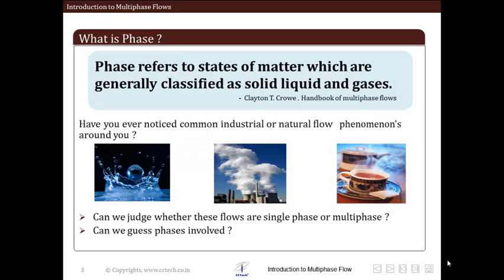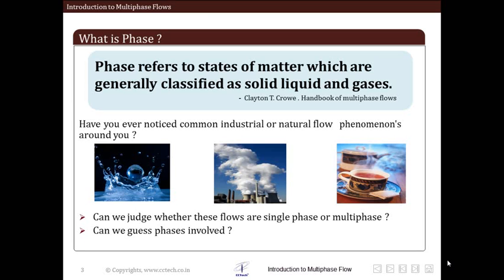Now, the first question that comes to our mind before we start studying multiphase flow is, what exactly do we mean by a phase? We know that thermodynamically phase is solid, liquid and gases. So, basically phase refers to states of matter which are generally classified as solid, liquid and gases.